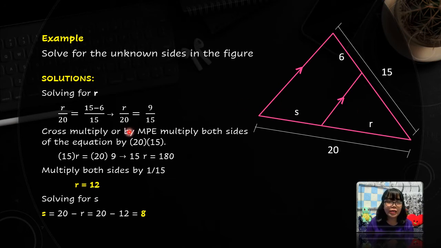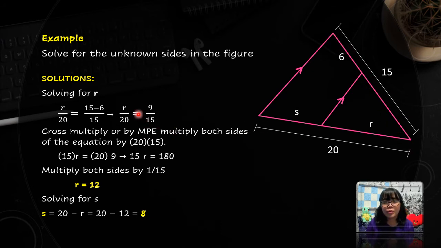Now, here are the solutions. Let us solve for R first. So this is our R. R is one side of our smaller triangle. Now, R divided by 20 is equal to 15 minus 6 divided by 15. R here is part of the smaller triangle, and 20 is part of our bigger triangle. So the ratio of these two should be equal to the ratio of the segments on the other side.